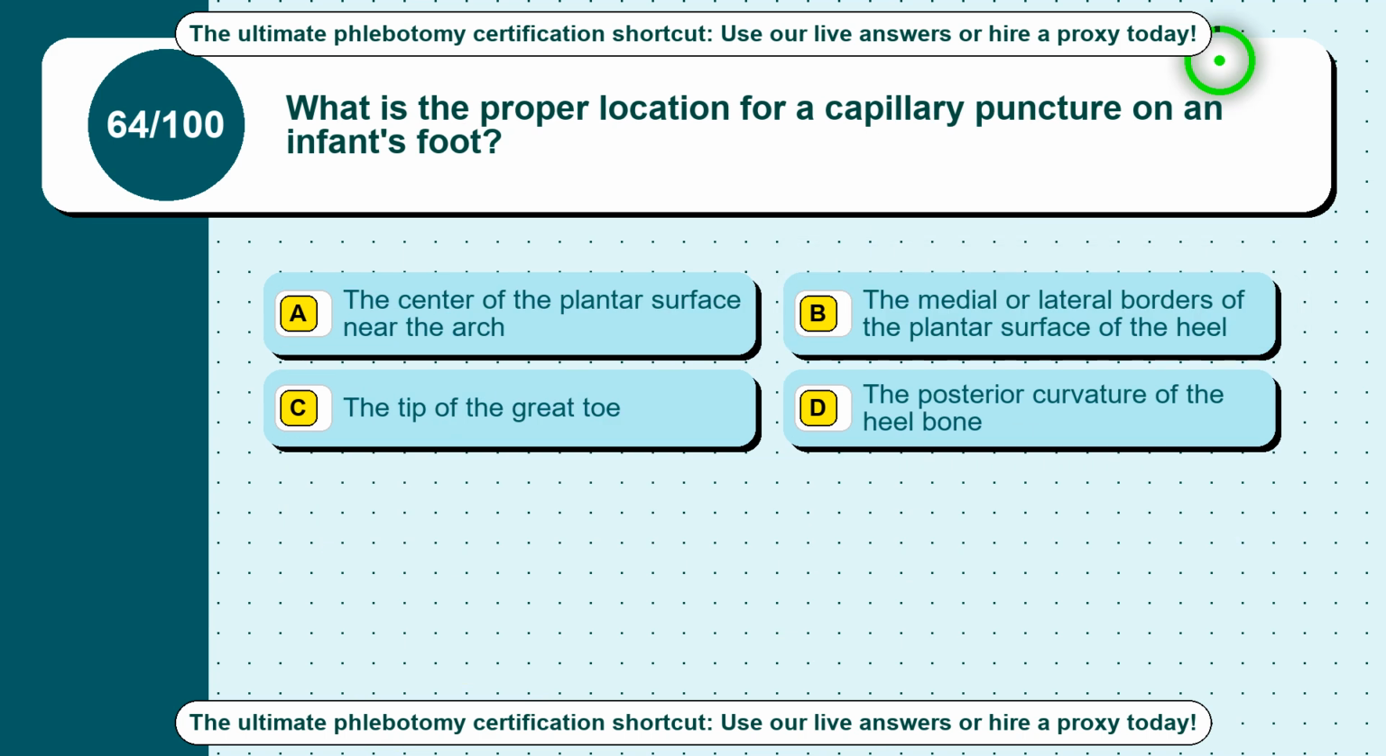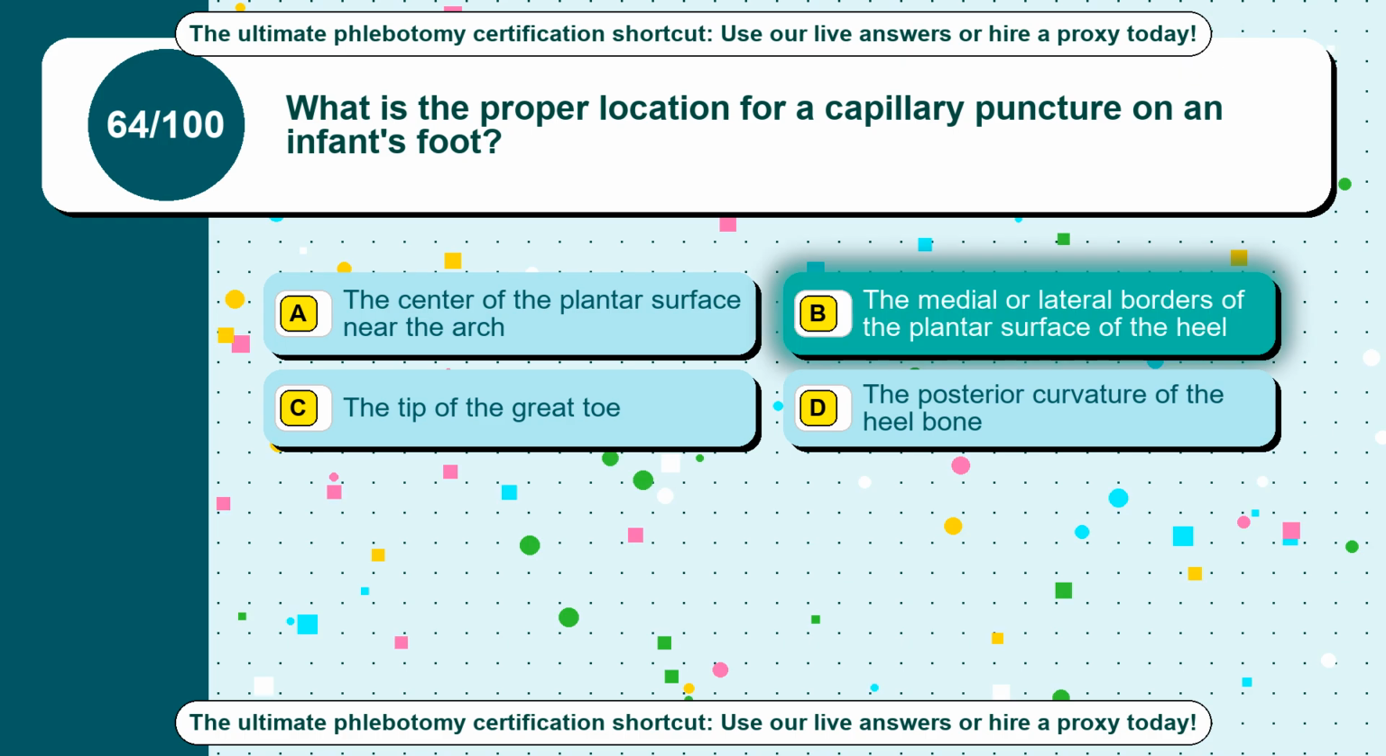Serum comes from clotted blood and lacks fibrinogen and many clotting factors. Question 64. What is the proper location for a capillary puncture on an infant's foot? Option A. The center of the plantar surface near the arch. Option B. The medial or lateral borders of the plantar surface of the heel. Option C. The tip of the great toe. Option D. The posterior curvature of the heel bone. The correct answer is option B.